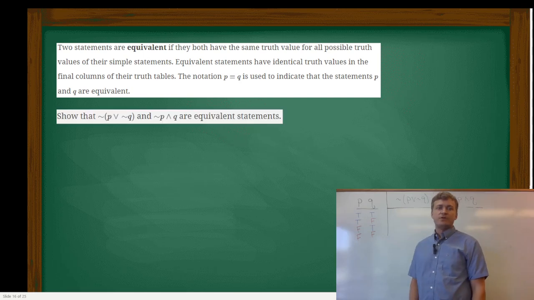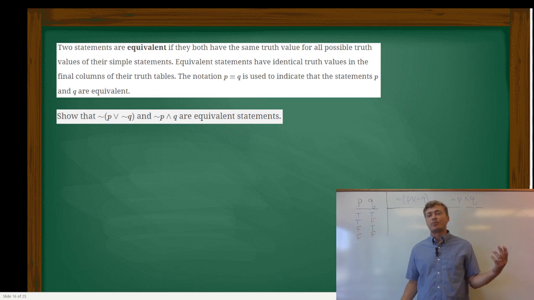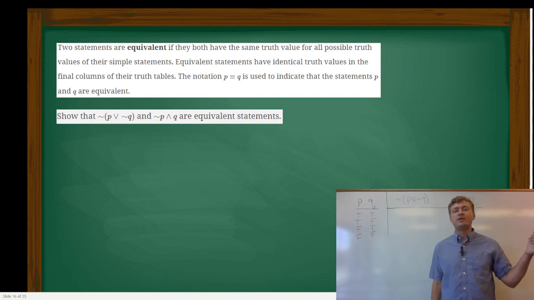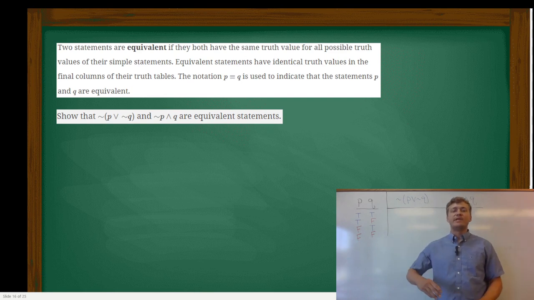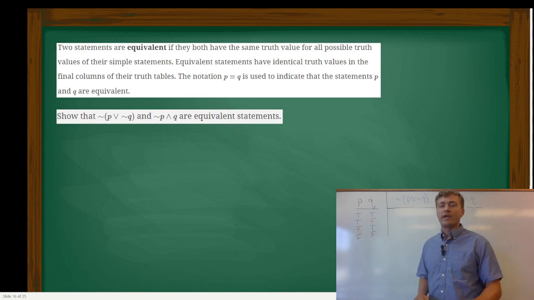Show that the following two statements are equivalent statements. Well, in order to do this here, what we're going to do is two separate problems, right? We're going to take the first statement and create a truth table. We will take the second statement separately, create a second truth table, and just determine, are the four columns the same? All right, is row one the same as row one, row two and row two, row three and row three, row four and row four?